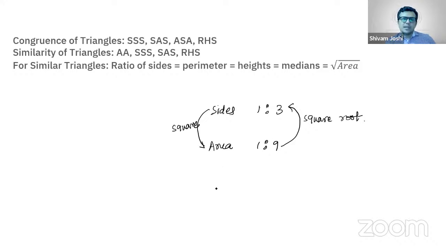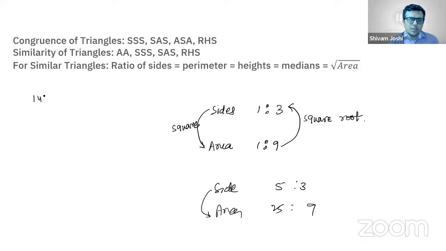Okay. So if I tell you that two triangles are similar and they have sides ratio as 5:3, you can immediately say that the area ratio between them has to be 25:9. Okay. If I tell you that two triangles are similar and the area ratio between them is 144:81, you can say that the side ratio has to be 12:9, or maybe further simplifying 4:3. Correct.